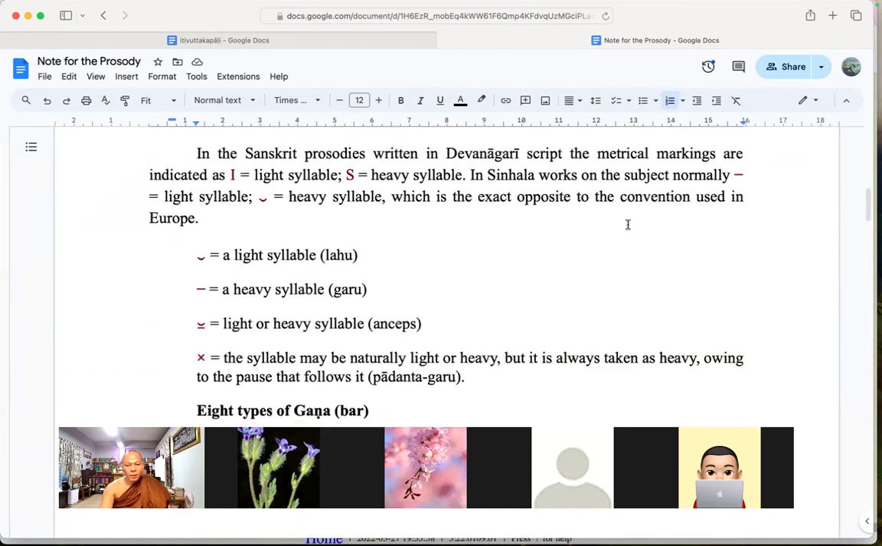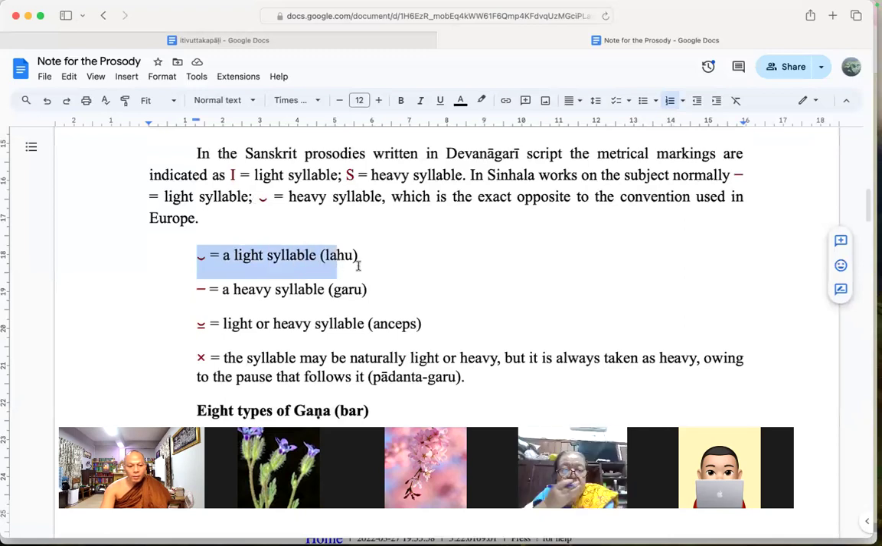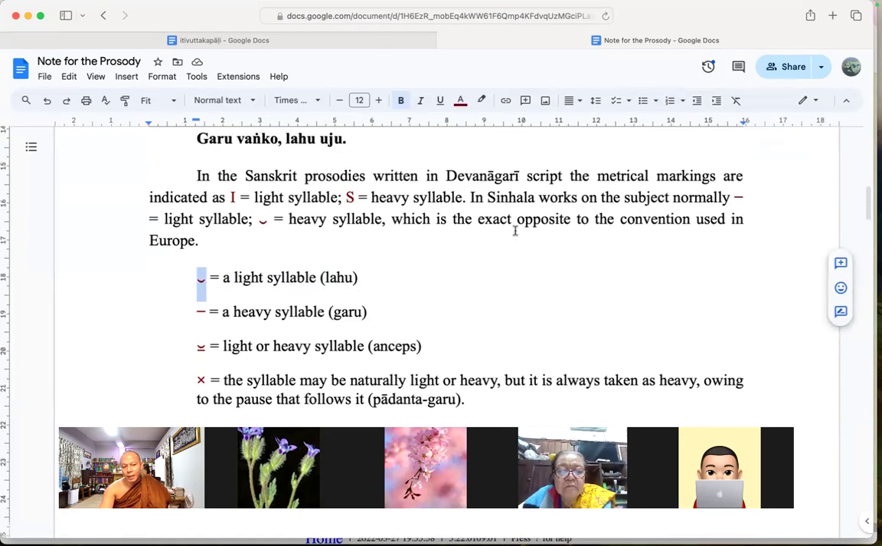So now, this one is just minor information. In some prosody treatises, they use a certain sign for the light. Here also you see, in Sanskrit prosody written in the Devanagari script, the metric mark indicates, for the light syllable, the straight sign. So in the Devanagari scripts. But for the heavy syllable, they use the cup sign.